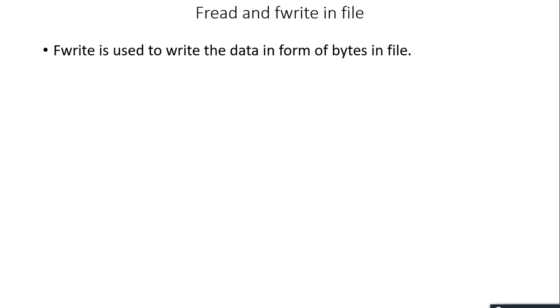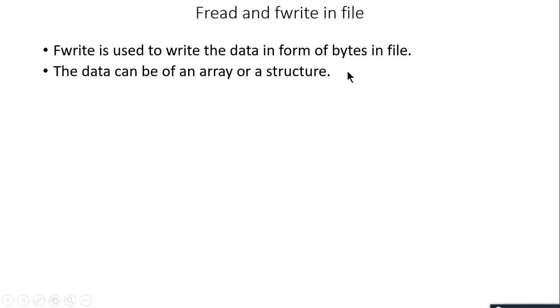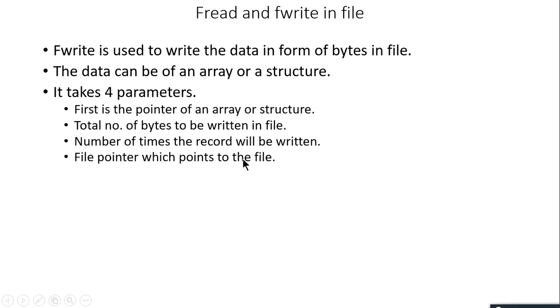So this is fread and fwrite. Using fread and fwrite, we can store data in files. If the data is stored in the form of an array or structure, we can use the fread and fwrite methods. Now they take four parameters.